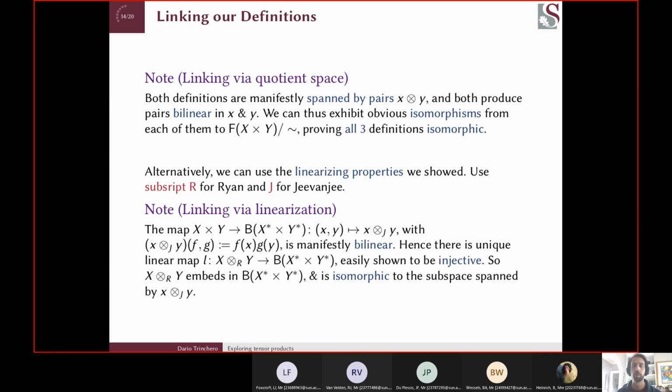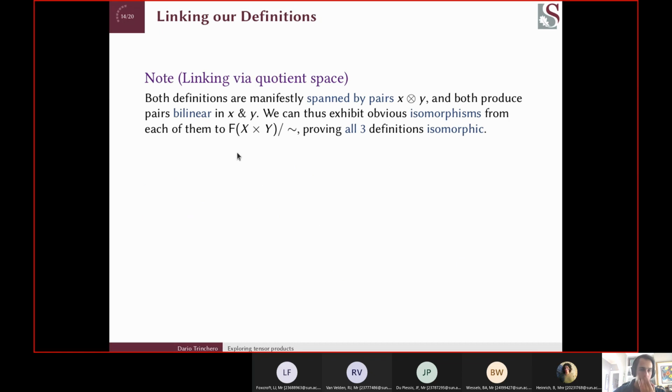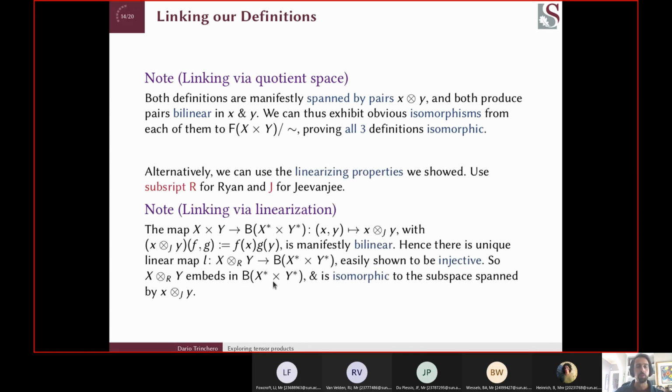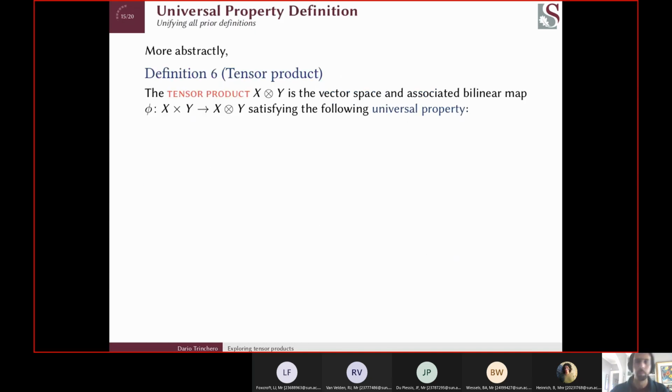And we can easily show that this linear map is injective, and so Ryan's space embeds into Givenchy's, and indeed it's isomorphic to the space spanned by the vectors that Givenchy used to define his space. Yeah, some details left out there. Once again, it's in the references, but I think the key idea here is quite clear, which is that we've used this unique association between bilinear maps and linear maps. And we can make this a little bit more abstract by formulating it in terms of what's called a universal property.